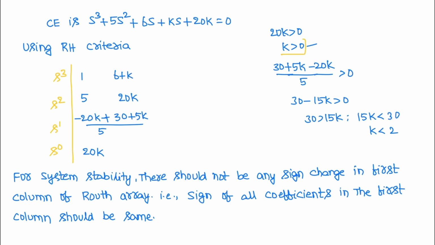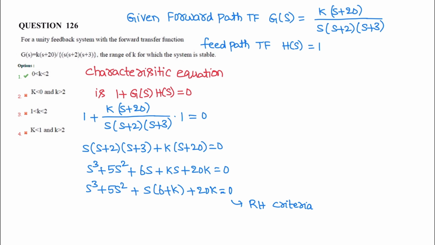K should be greater than 0 and the value of k should be less than 2. The range of k for the system to be stable is 0 less than k less than 2. The correct answer is option 1, 0 less than k less than 2.